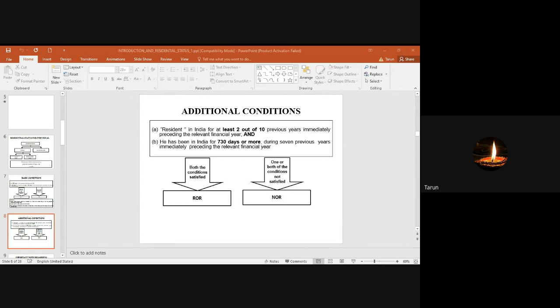So in the first condition, you have to spend 730 days during 2 out of 10 previous years. In the second condition, you have to spend 730 days during the 7 previous years. So if you have spent 730 days or more during 10 previous years or 7 previous years, you have become an ordinary resident of India.